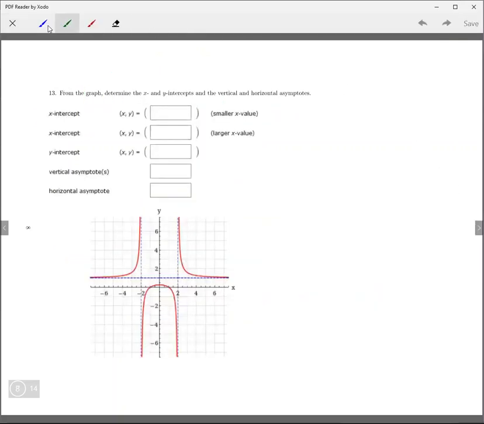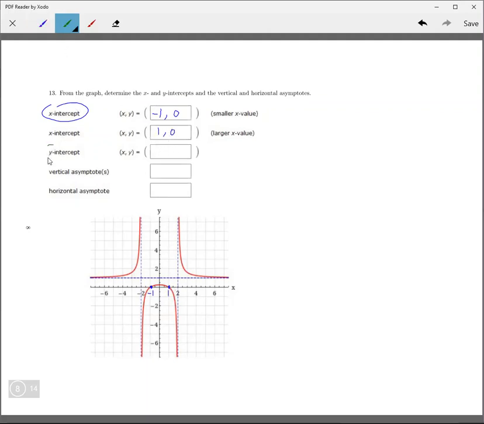Okay, number 13. From the graph, determine the x and y-intercepts and the vertical and horizontal asymptotes. This is from the graph because there's no equation of this function, so we have to figure everything out from the graph. So x-intercepts, that's going to be where it crosses the x-axis, okay? And it crosses there and there. So these coordinates are (-1, 0), and this coordinate is (1, 0). That's going to be that one.